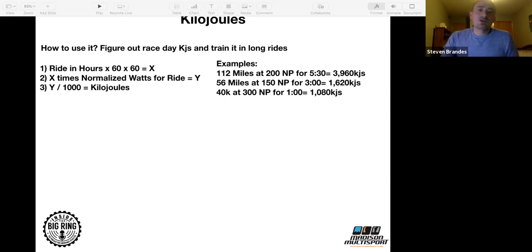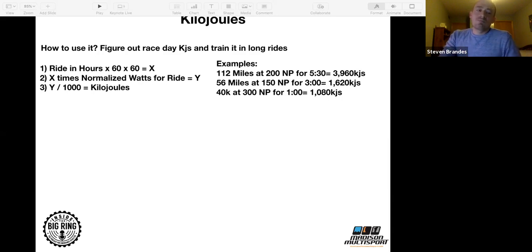I gave you the equation, you can Google this, but this is basically how you find it. And it's really, really easy. So let's say you're doing an Ironman and you're going to ride 200 watts. And let's just say it's going to take you 5.5 hours. The kilojoule expenditure of that ride is basically 4,000 kilojoules. The same thing for the half Ironman, the same thing for the 40K.